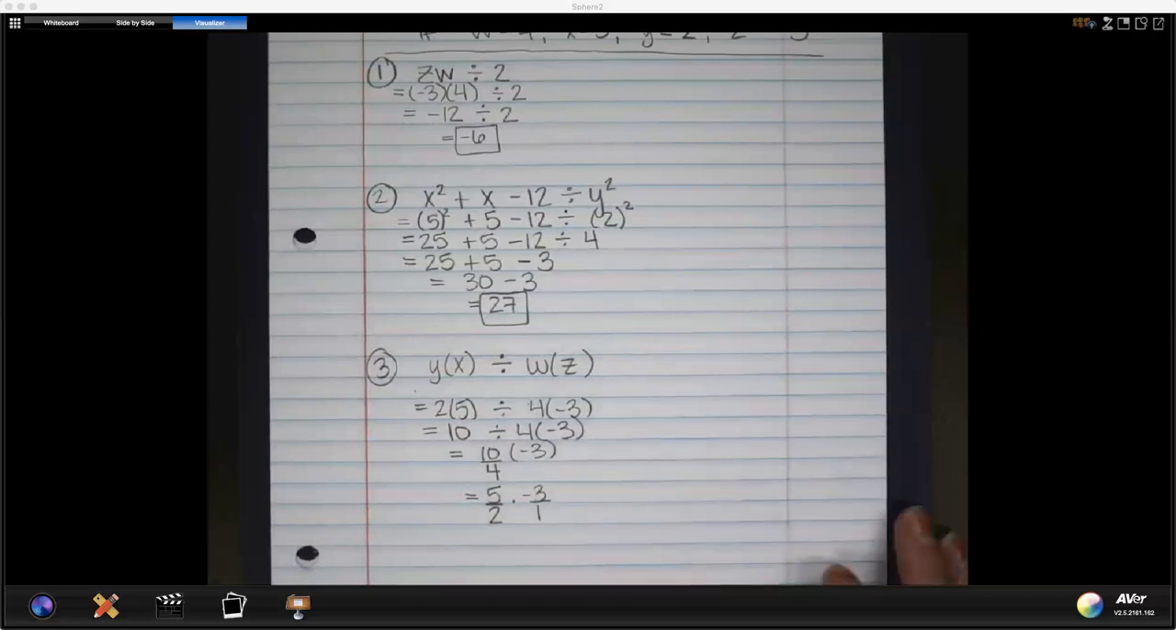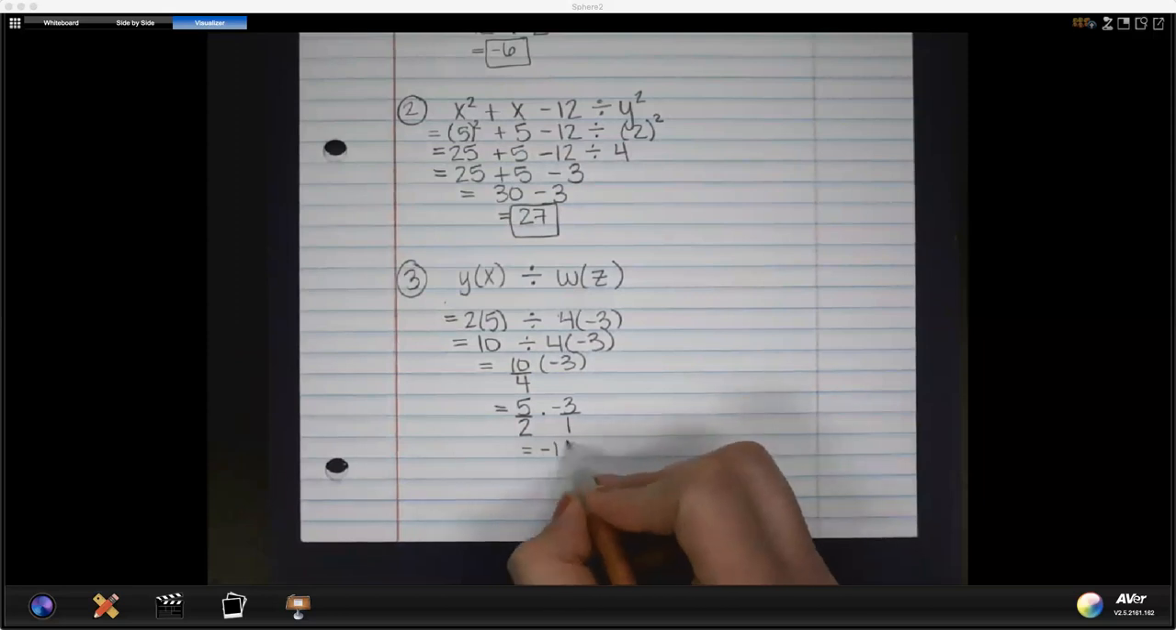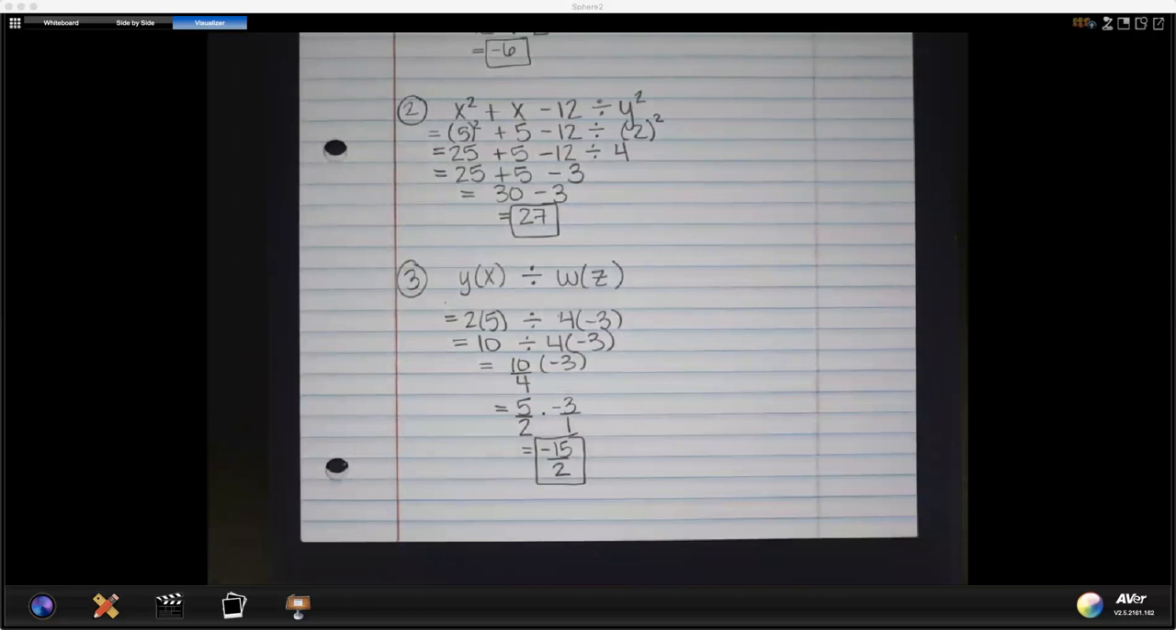And then when we're multiplying fractions, how do we do that? We just multiply across. So 5 times -3 is -15. 2 times 1 is 2. So we get -15 halves.